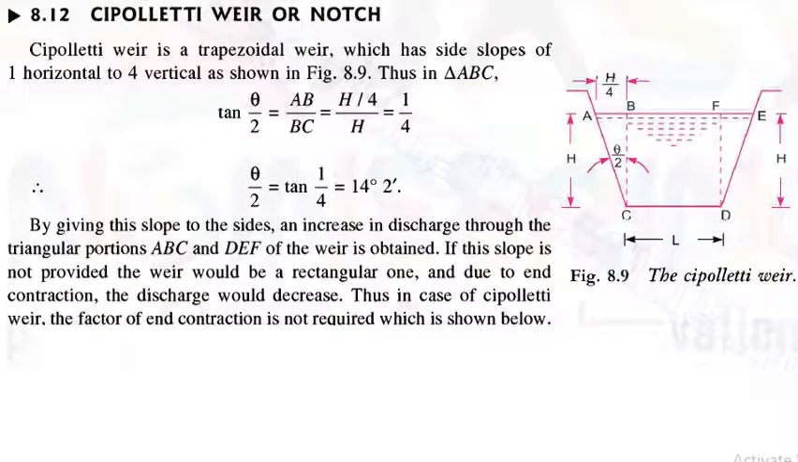For the rectangular weir, there will be end contraction. We have seen that in the previous videos. If there is end contraction, the discharge would be decreased. To increase the discharge, we are providing these side slopes. By providing these side slopes, the discharge in the triangular portions is increased.